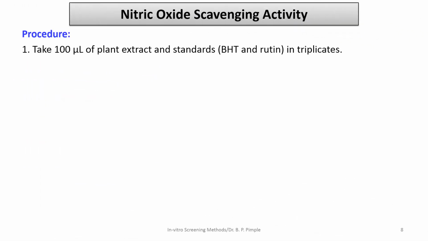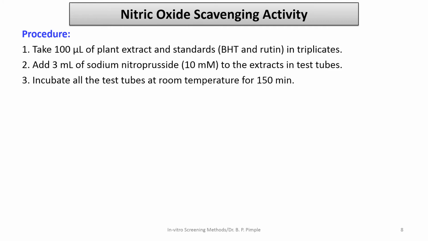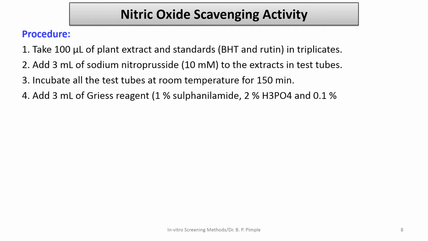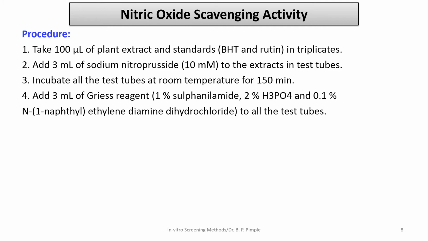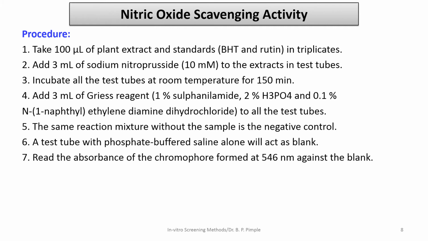About the procedure, 100 microliters of plant extract or standard is added in the respective test tubes. The 3-4 test tubes to be maintained are control, blank, standard, and sample. 3 ml of sodium nitroprusside is added and incubated. Then 3 ml of Griess reagent is added. A similar reaction mixture without addition of sample serves as a control test tube, which we require for the calculation.